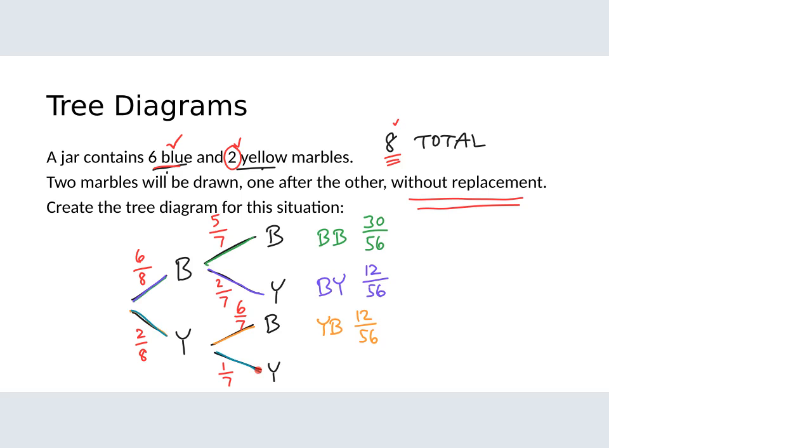Yellow followed by yellow. 2/8 times 1/7. We'll multiply the probabilities, and 2 times 1 is 2. 8 times 7 is 56. And now we made the tree diagram. We've created our sample space.